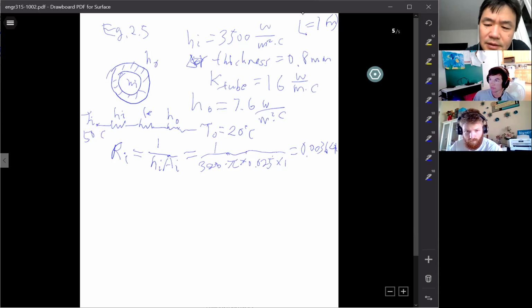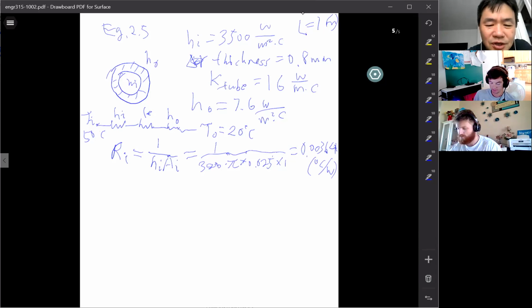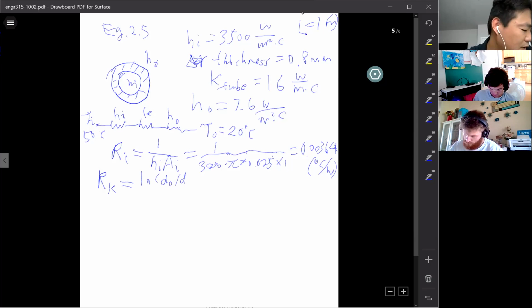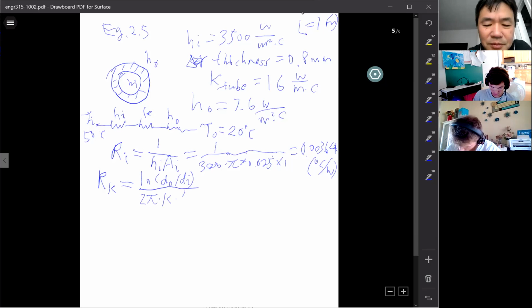Okay, degree C per watt. Look at the unit because it's 1 over, right? So it's the temperature per watt for the thermal resistance. Okay, so that's easy, right? The second one is a little bit more complicated, right? It's conduction, so you have log over log. So it will be log dO divided by di over 2 pi K L, right? L is 1, so just 2 pi K.